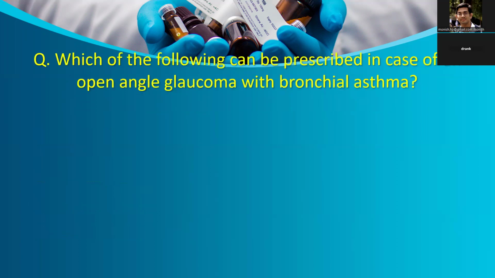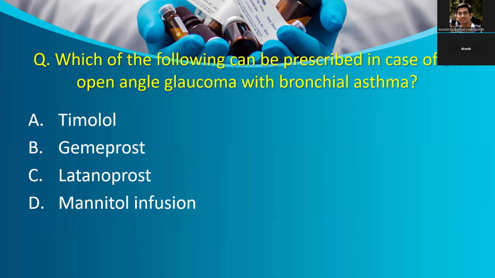Then the second question is, which of the following can be prescribed in case of an open angle glaucoma patient who is suffering with bronchial asthma? Which can be given? Timolol, gemeprost, latanoprost, and mannitol infusion. We know that timolol is a non-selective beta blocker, so its use is contraindicated in bronchial asthma patients. Amongst all of these drugs, latanoprost is the most effective once daily drug, with high efficacy and fewer adverse effects. So the answer is latanoprost, which can be prescribed in a patient with open angle glaucoma with bronchial asthma.